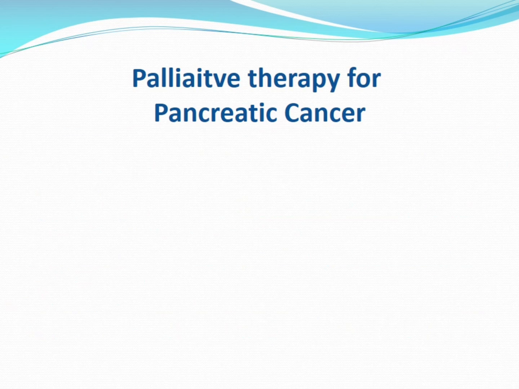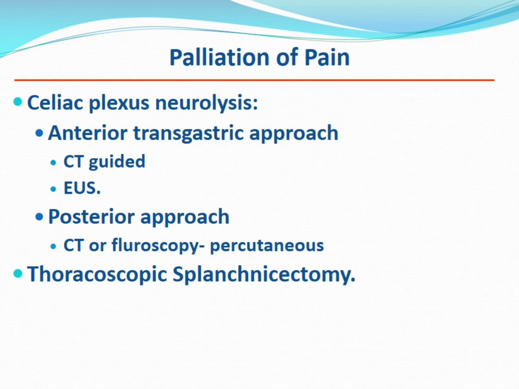Palliative therapy for pancreatic cancer. For palliation of pain, there is the celiac plexus neurolysis, which is commonly used either by the anterior transgastric approach or the posterior approach. The anterior transgastric approach is by CT or EUS guided. The posterior approach is percutaneous by CT or fluoroscopy. There is also the thoracoscopic splanchnicectomy.